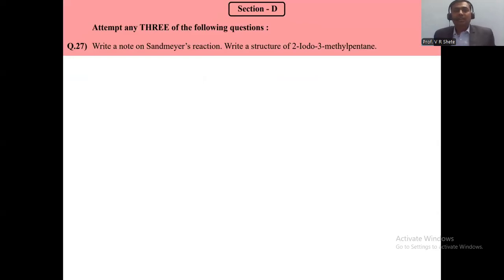Section D for 12 marks. You have to solve any 3 questions from section D. So question number 1, 27 question. Write a note on Sandmeyer reaction. Also write the structure of 2-iodo-3-methylpentane.